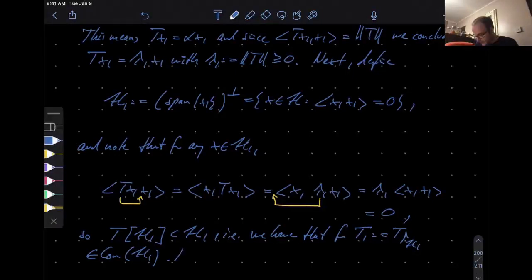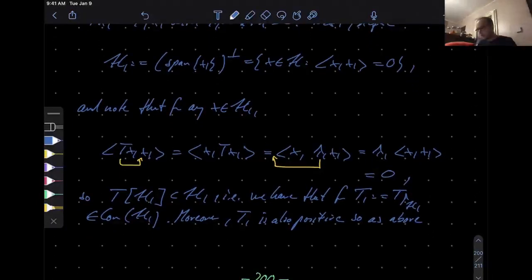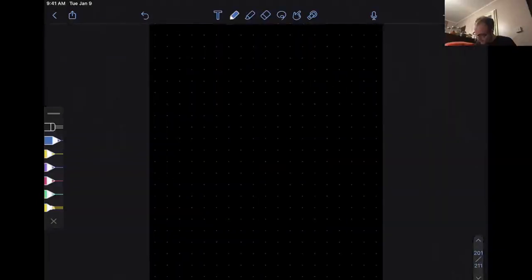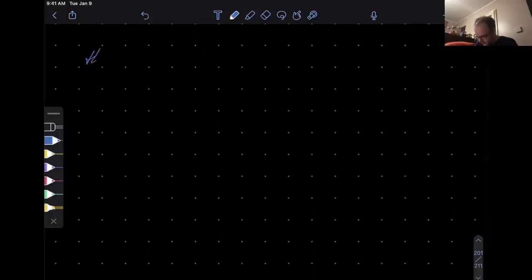Moreover, it is also positive. That requires no explanation, because positivity is defined by having those inner products be non-negative for all vectors in the space. So you just restrict your vectors to H1 and then you still have it. So T1 is also positive. As above, now we repeat our optimization, the variational approach, just for T1. As above, I can find the next vector.